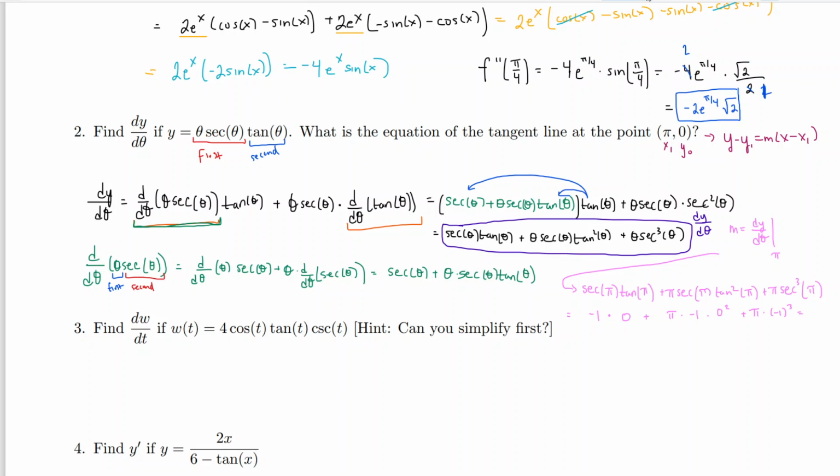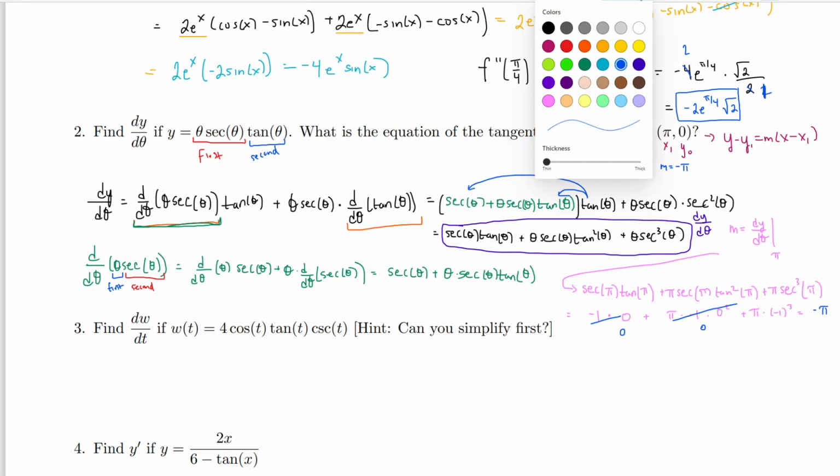All right, and what you want to notice is most of this is completely going away. Anything times 0 is 0, that's 0. All this stuff times 0 is also 0. But you don't have a 0 here. -1 to the third power is -1, times pi, simplifies, and the only thing we're left with is -pi. So the slope here is -pi.